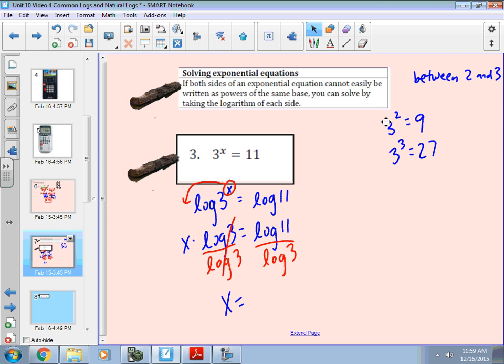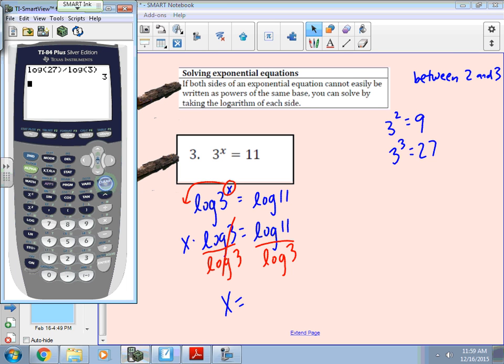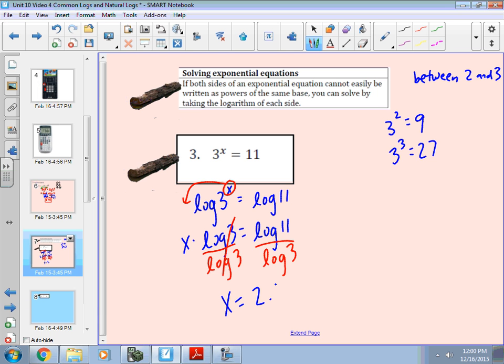So on our calculator, if we go ahead and type that in, we should get the answer. Log 11, close that parentheses up, divided by log 3. And the answer comes out to be about 2.18 or something like that. So that's our solution to this problem. That's what that exponent is, approximately equal to 2.18. And that is between 2 and 3, like we said, because it's somewhere between these two numbers.